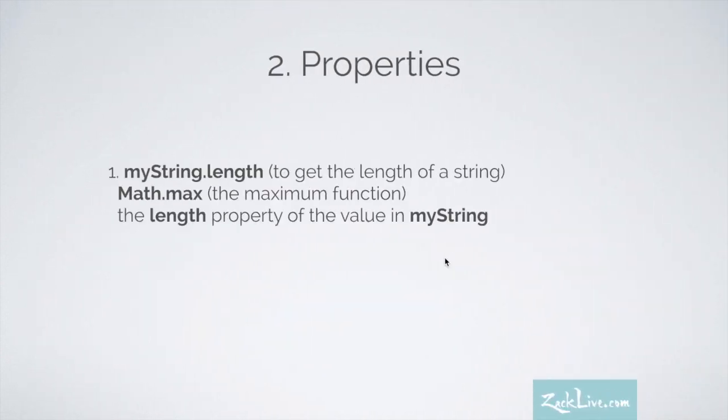The second concept is properties. Properties are functions and variables that belong to a certain value. For example, every string has the length property, which allows you to get the length of a string. And then we have seen Math.max. So the max function is a property of the Math object.